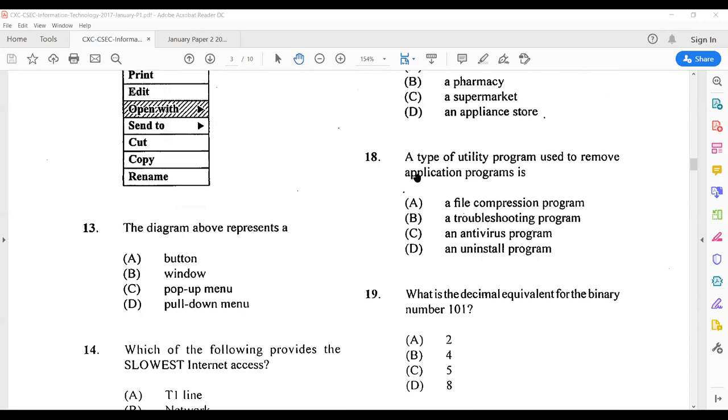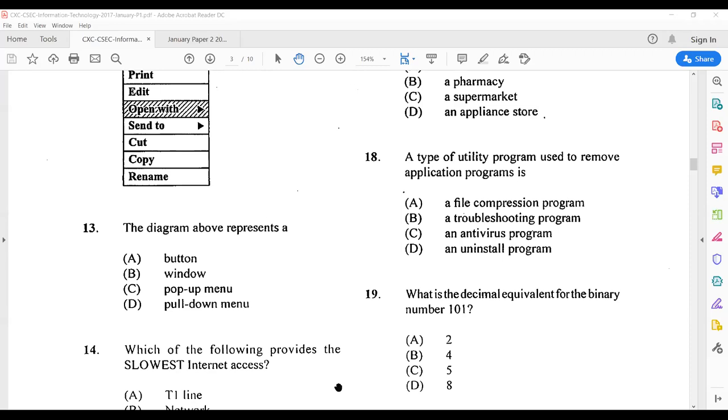We have 18. A type of utility program used to remove application programs is file compression, troubleshooting, antivirus, uninstall program. Anyone? What is that type of utility program used to remove application programs? Said D. Yeah, uninstall, right? Remember on computer systems and your laptop, for example, when you remove a program, you're technically uninstalling the program. So that would be the answer, right?